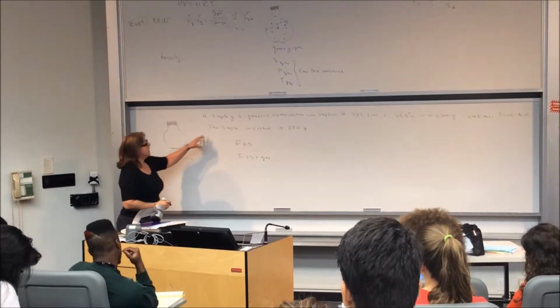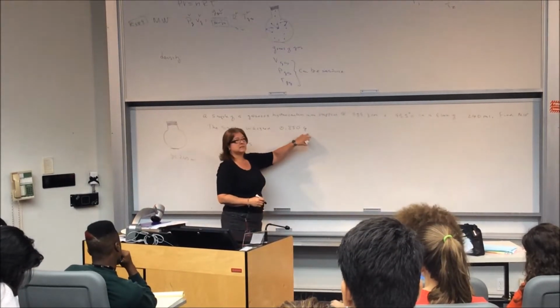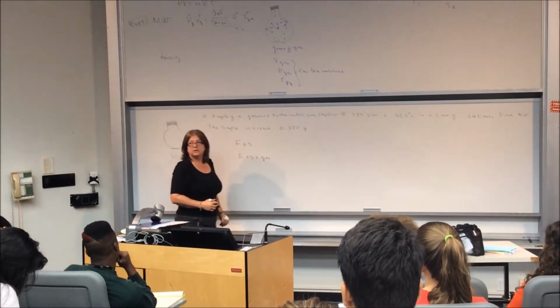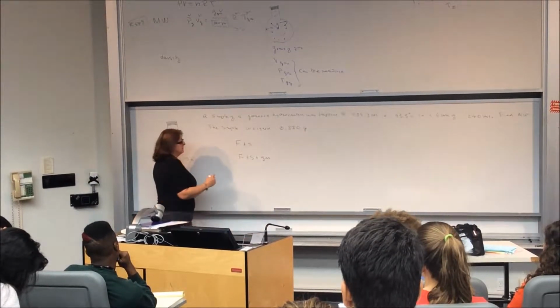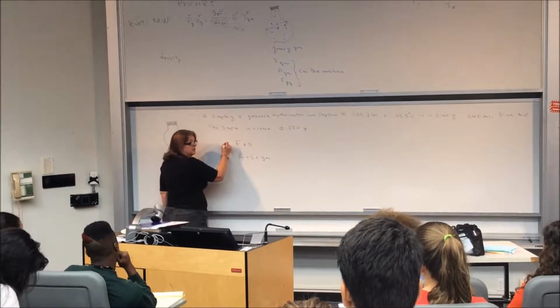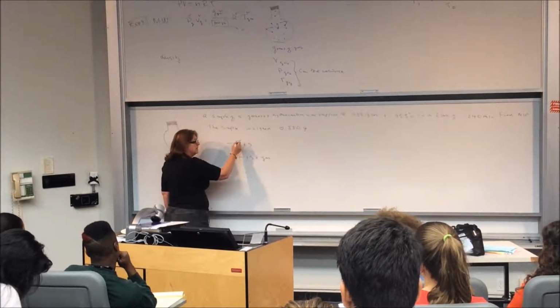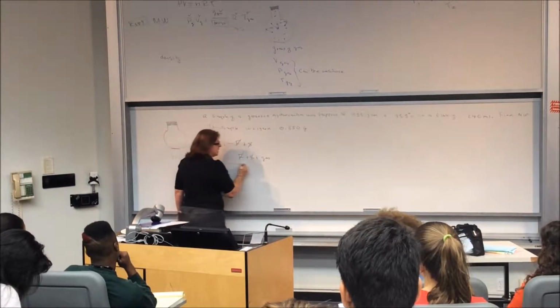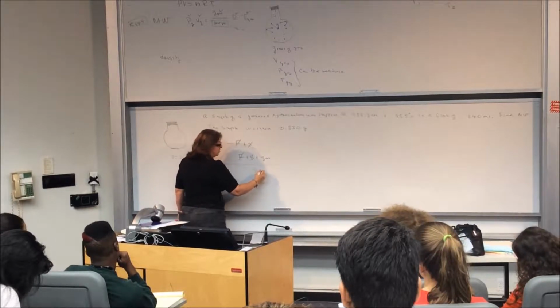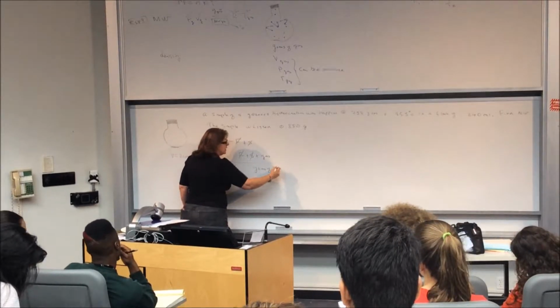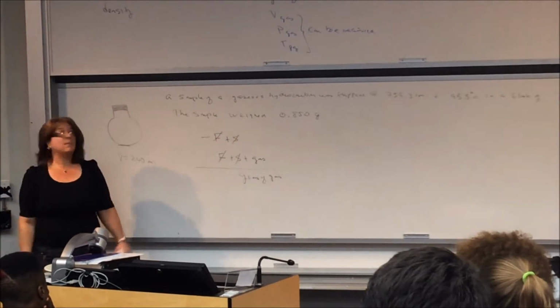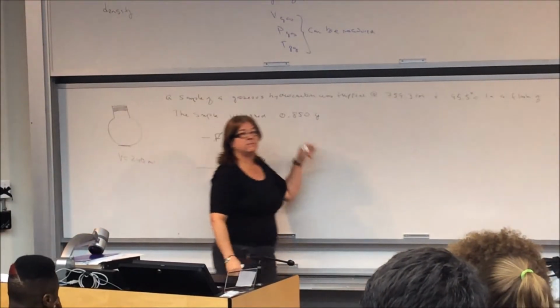Okay, so tell me, how do I get the sample of the gas? How did the person get those 850? By subtracting, get rid of the flask and the stopper. And this should give me grams of gas. I agree with you. I bet you that that's how this person did that.